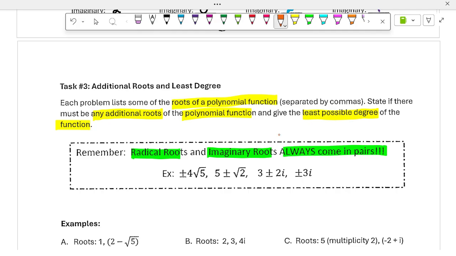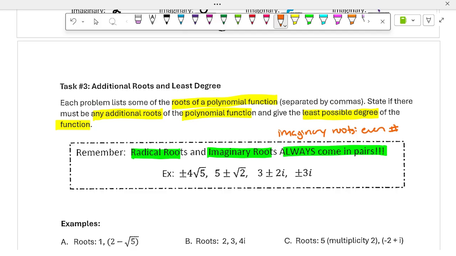In other words, in terms of imaginary roots, there should always be an even number. Imaginary roots, you should always have an even number, including 0. So 0, 2, 4, 6, 8. You should never have an odd number of imaginary roots because they come in pairs. Why do you think they come in pairs?